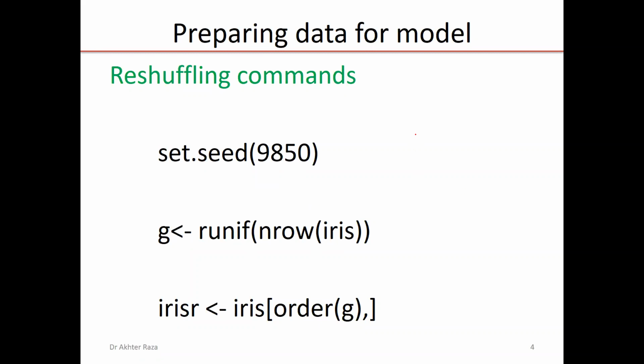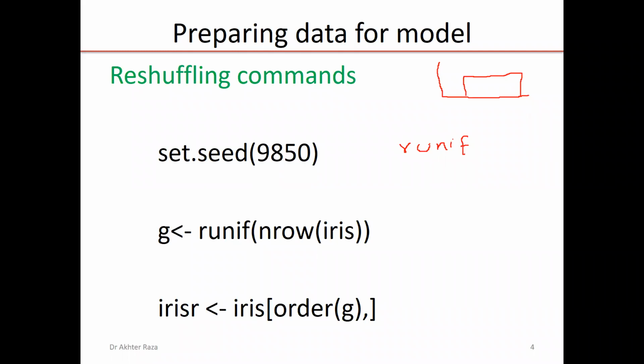UNIF stands for the uniform distribution. The uniform distribution is a probability distribution which has the same probability for all numbers. So this is the graph of the uniform distribution. And in runif, R stands for random numbers. So runif means random numbers from the uniform distribution. How many random numbers are to be drawn? 150 random numbers are to be drawn.